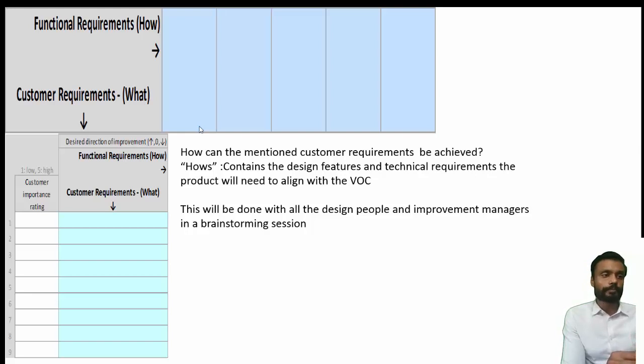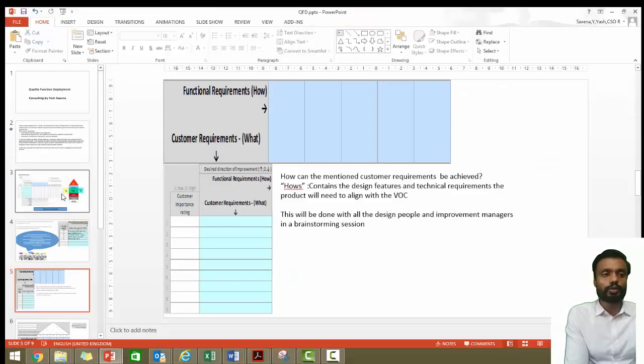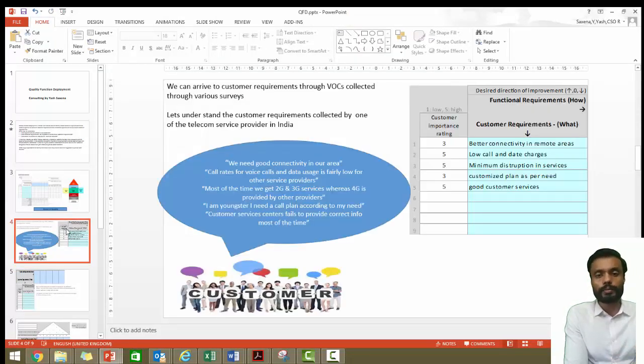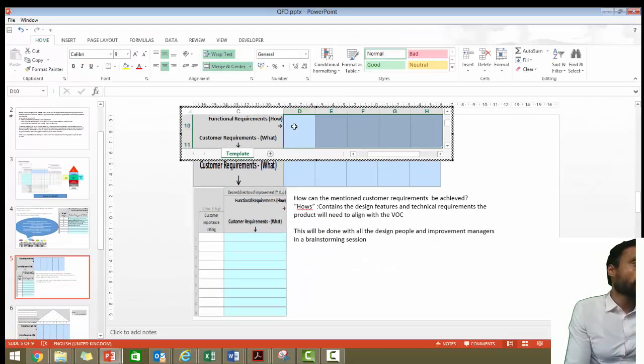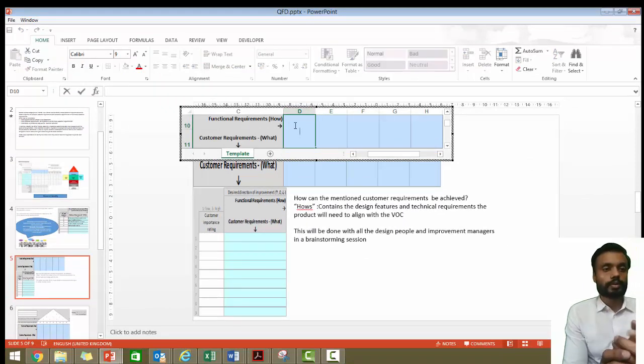So let's say, for example, we have captured our customer requirements. Now we are going to capture our functional requirement. So if you look at better connectivity in remote areas, what can be the functional requirement to fulfill to provide better connectivity in remote areas? What can be that functional requirement? So probably that could be the best way to provide is antennas. So the best way could be more antennas in remote areas. So you can write more antennas in remote areas.